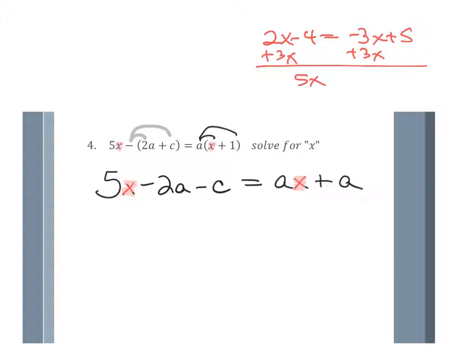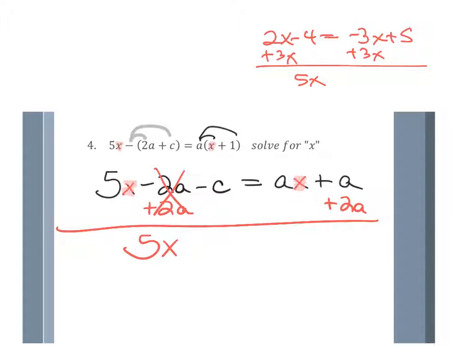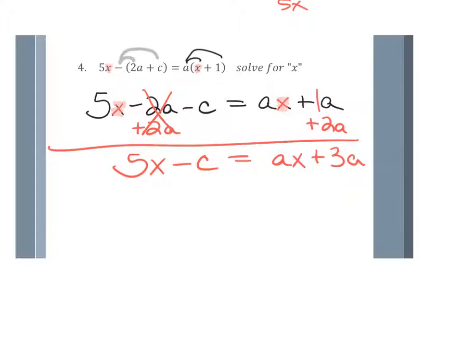Once I get my x's on the left and my a's and my c's on the right, then I'm going to have to factor a greatest common factor. So this one's a little different. So let's go ahead and try to get everything away from the x's. So I'm going to add 2a. Gone from the left side, so drop down the 5x minus c, and then the ax, and I can add these and get 3a.